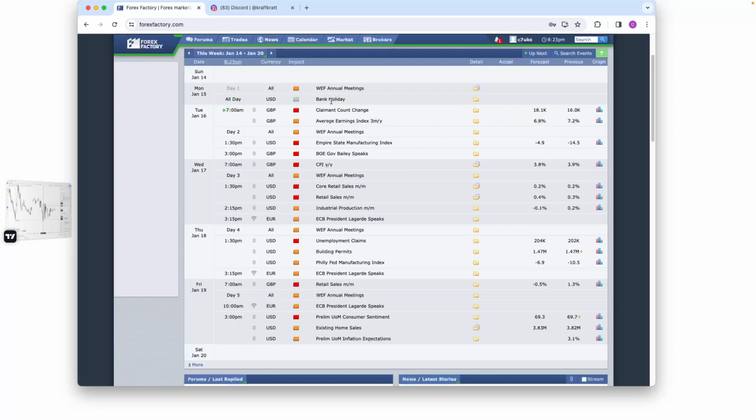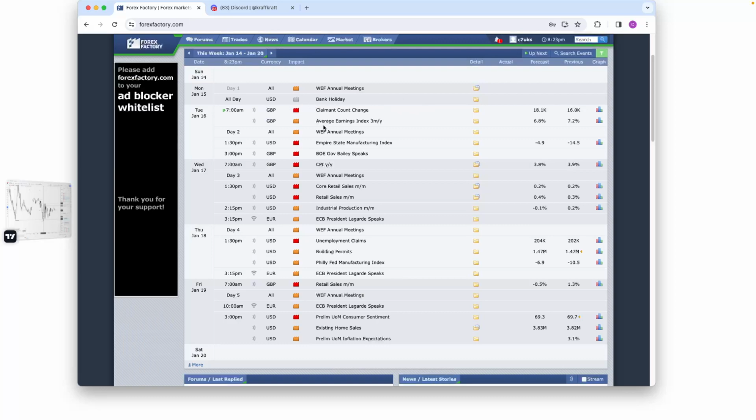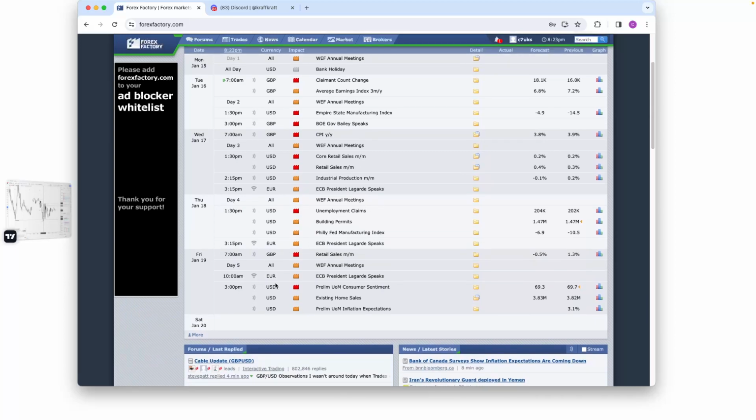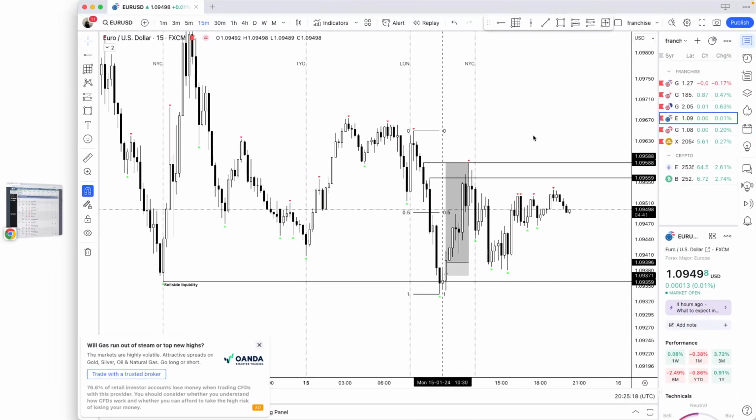As you can see, Monday was a bank holiday for USD, so I didn't really want to trade that at all. Tuesday you can trade London, but wouldn't trade New York at all. Wednesday, London's tradable, New York is not tradable. Thursday, London's tradable. And Friday, London's tradable, as long as it's not a Euro pair. So we're going to jump into the charts.